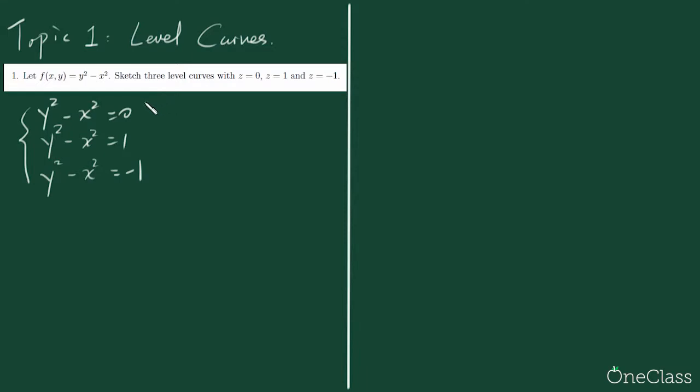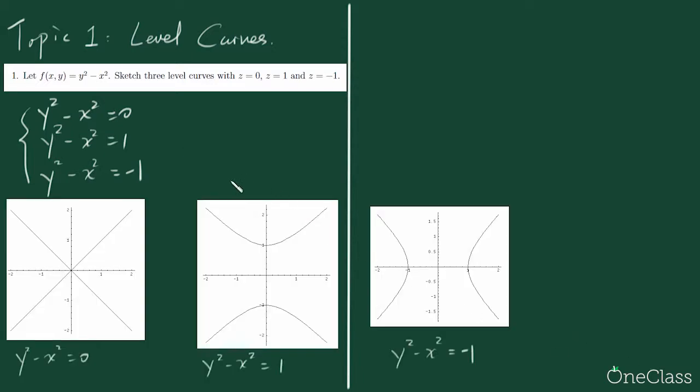So the first thing we need to do is to have the equations here. So f(x, y) equal to z, which is 0, 1, and -1. By the definition of the level curves, it means when we vary the level of z, we need to know the behavior of x and y, the function of x and y. So the next thing we need to do is to sketch the level curves.